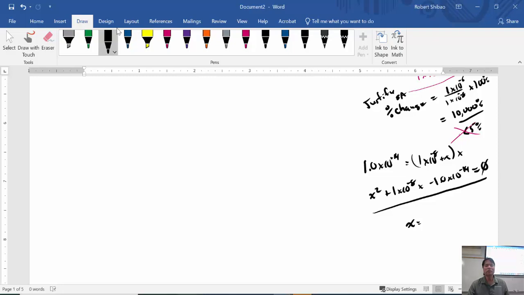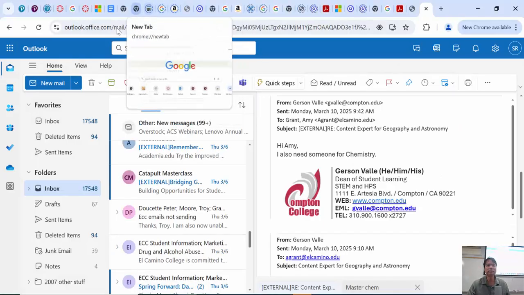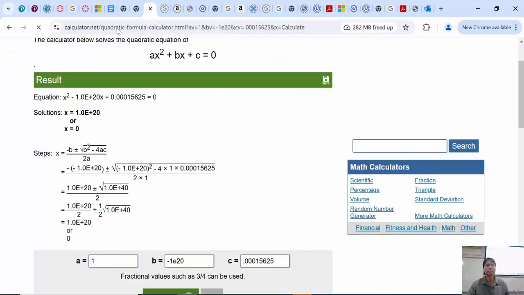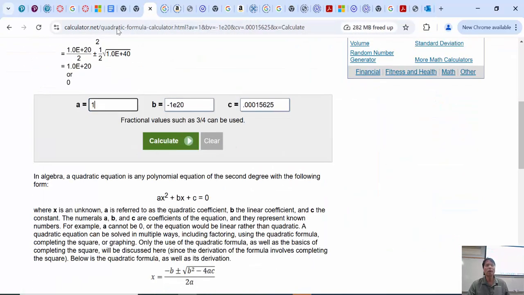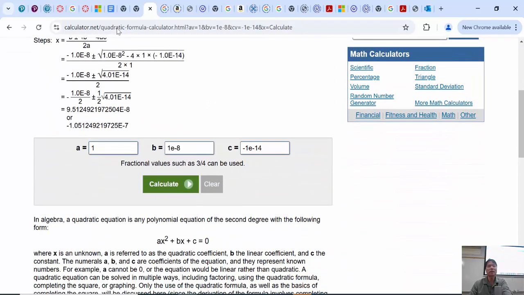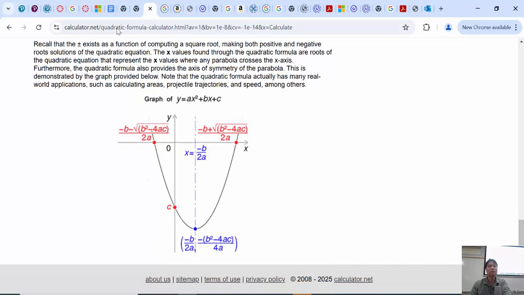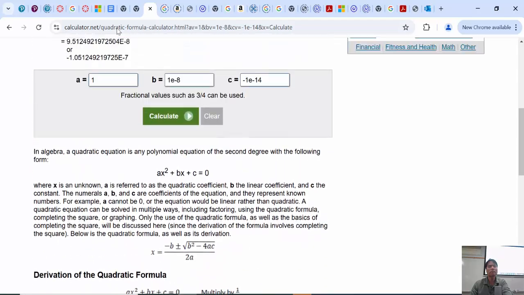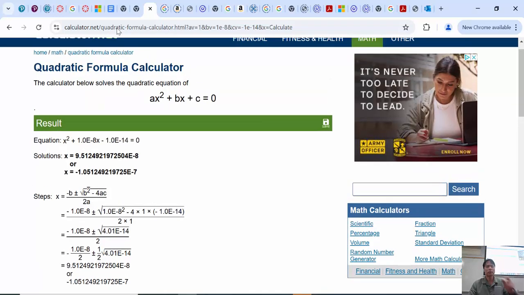Let me bring up the quadratic equation solver here. So I have 1, and then this is going to be 1 times 10 to the negative 8. And this final one will be negative 1 times 10 to the negative 14. Then calculate that, and let's see what x comes out to. So the two values of x I get, x is equal to 9.51249.